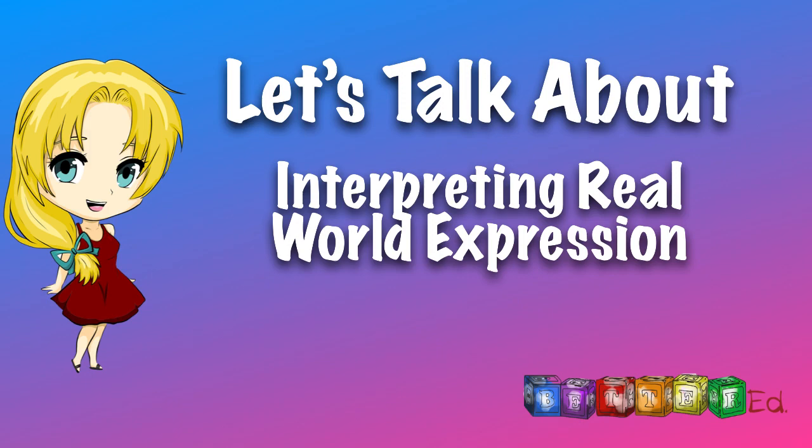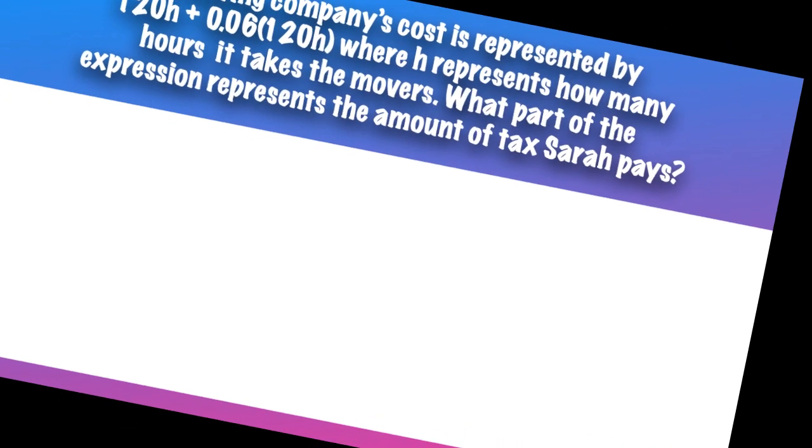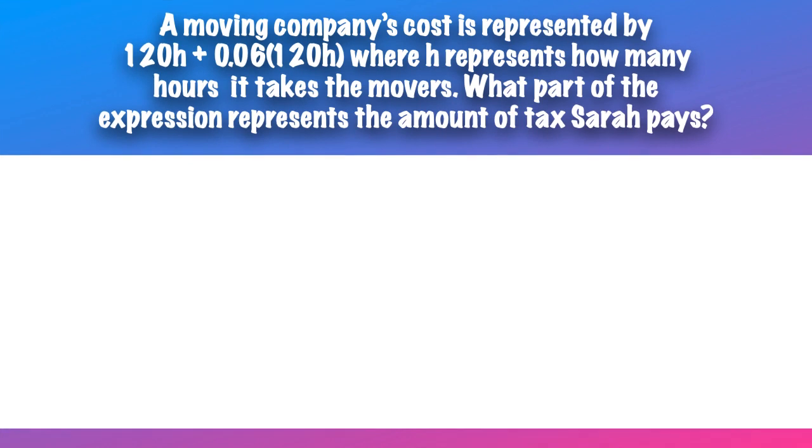Let's talk about interpreting real-world expressions. In our first example, we have a moving company. So a moving company's cost is represented by 120h plus 0.06 times 120h, where h represents how many hours it takes the movers. What part of the expression represents the amount of tax Sarah pays?